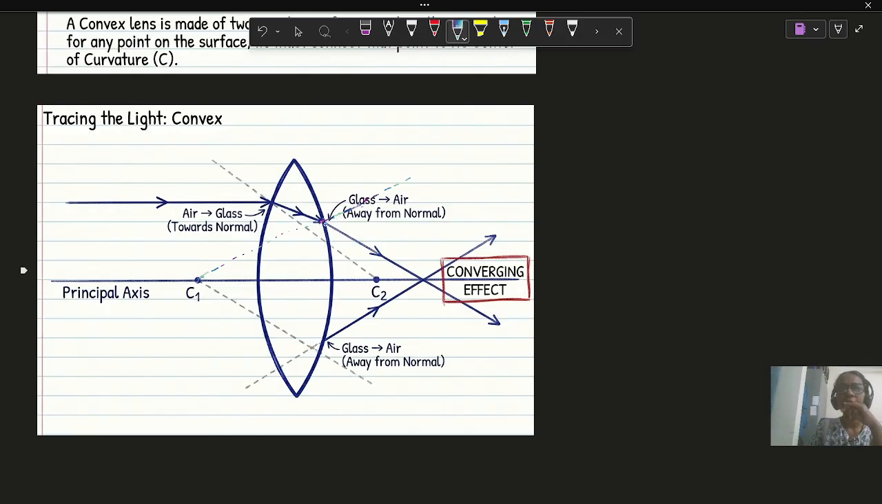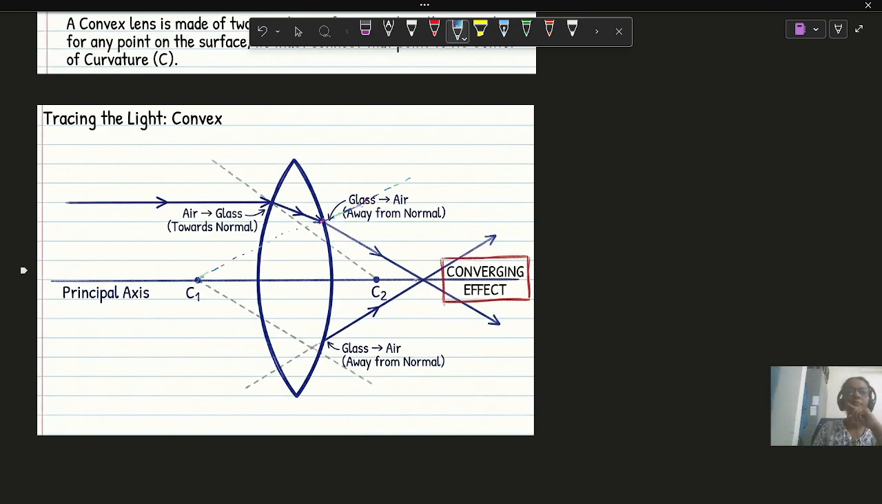Now the light ray is moving from what? Denser to rarer. That's why it will move away from the normal, not towards it. This is the normal, and it is moving away from the normal. That's why the light ray is bending towards the principal axis. This is your principal axis. That's why it converges at a point, right? Got the concept or not?